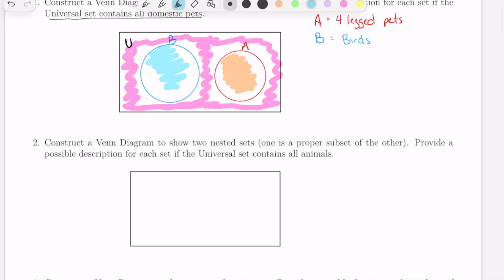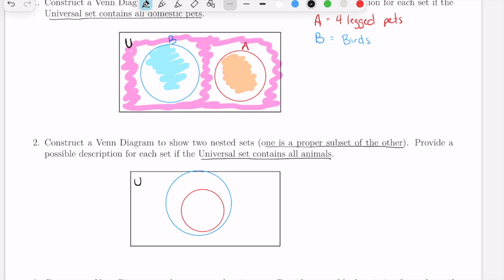Let's go to the next one here. It says, this time we're going to show two nested sets. In other words, one is a proper subset of the other. So I'll put my circle here, and then a nested subset means that it's a smaller subset inside of that because it's proper. So it says the universal set is a set that contains all animals. Every animal possible would be here in the universe.